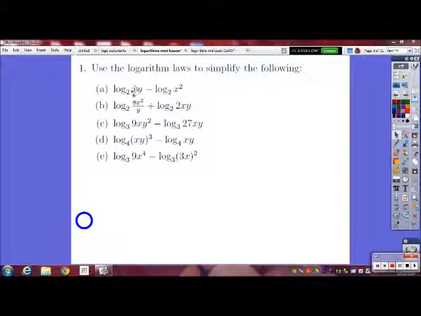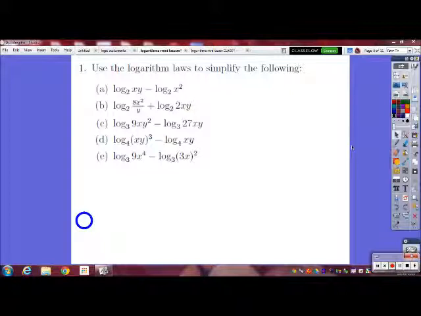Remember, if you have a product, you can expand it to log base 2 of x plus log base 2 of y. And then don't forget that if you have an exponent, you can bring that 2 out front. And then again, here's this minus sign, so that means everything here will be divided by everything here.